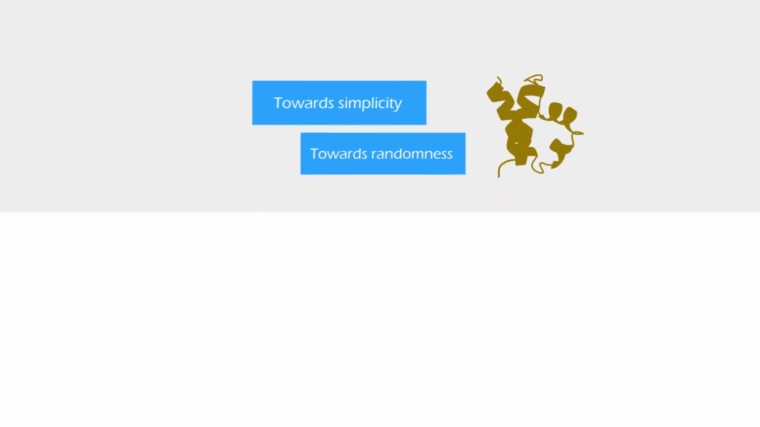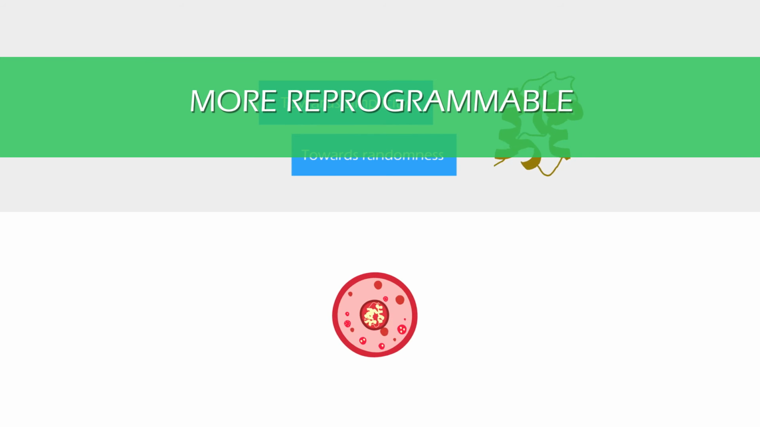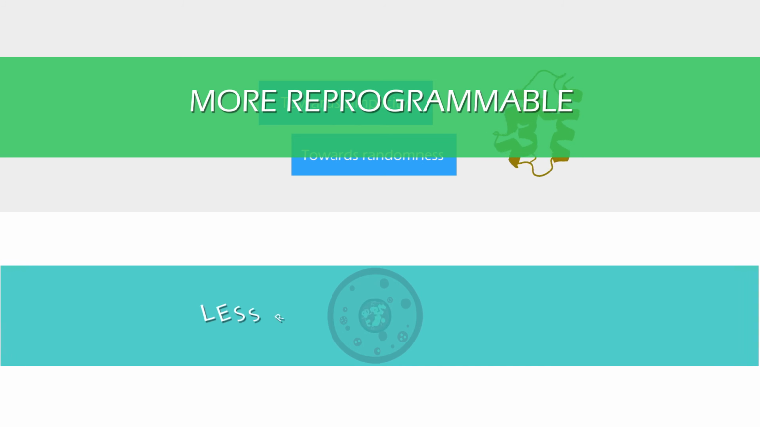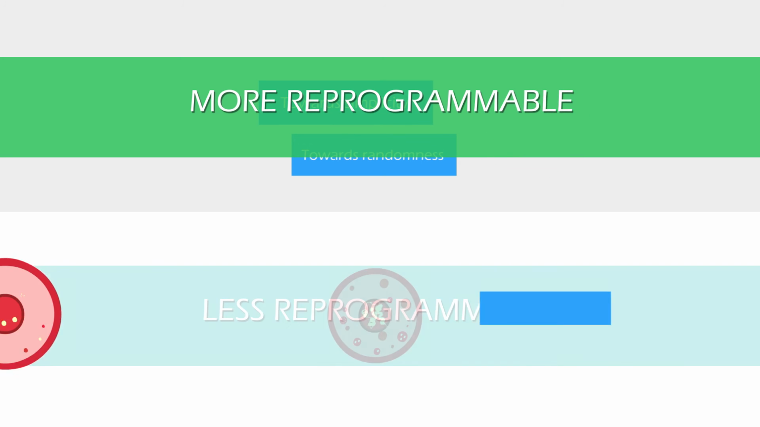This shows how these tools can properly profile systems elements and steer and reprogram systems such as biological cells. If these systems have some elements that move the network towards randomness and other elements that move the network towards simplicity, we say these systems are more reprogrammable. But if a system can only move in one direction, then it is less reprogrammable.